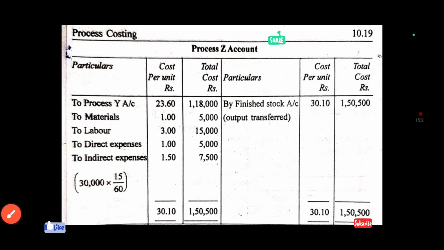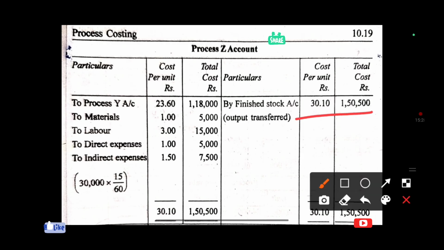That means this is called the output. At the end of the process Z account, you will get the output value, that is 30 rupees 10 paise and 1,50,500 rupees total cost. This value is to be transferred to the finished stock account. Okay, at the end of the process Z account, you will get the finished product. So for that you are going to write 'by finished stock account'. Okay, output transferred; within the bracket you are going to write 'output will be transferred for delivery or sales'.